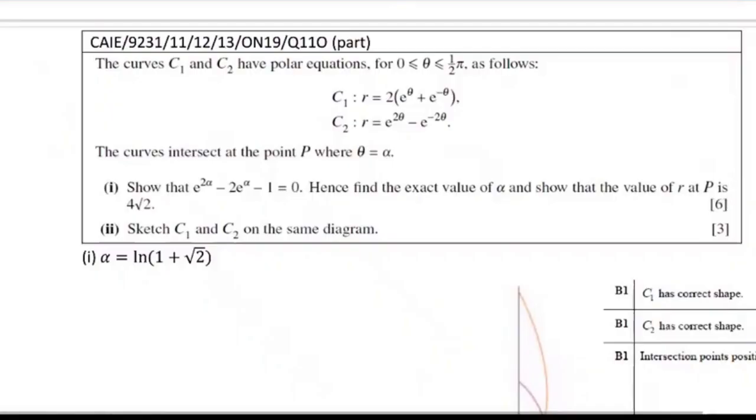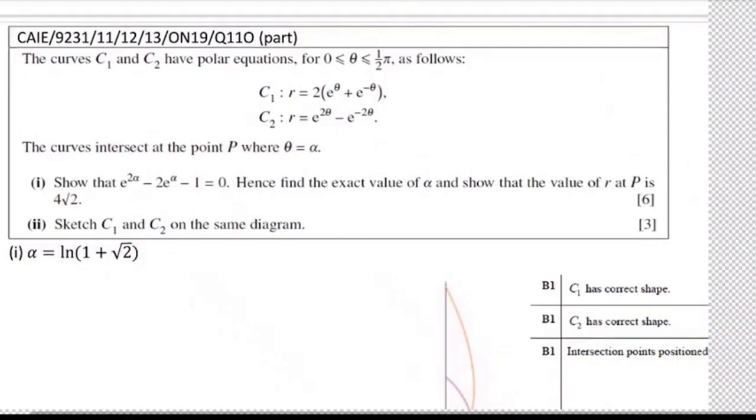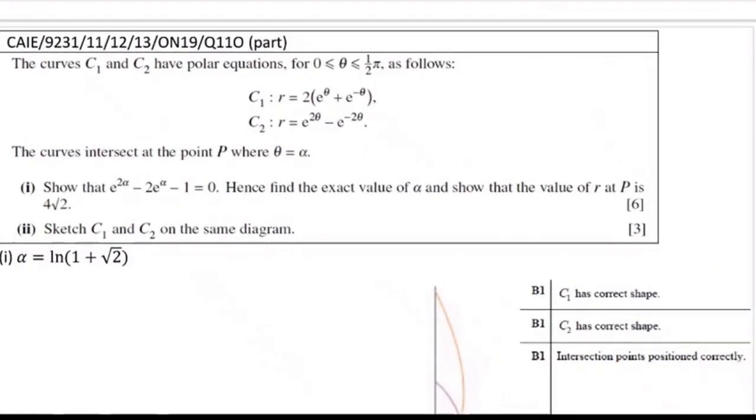Other than that, we can look at this one here. So the two curves, you can see there are quite a lot of exponent functions. And they tell us that they have an intersection point, which is where theta equals alpha here.